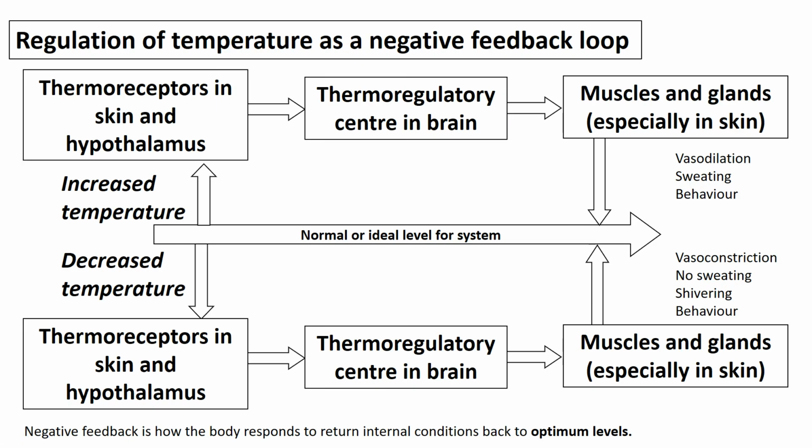With decreased temperature, it's exactly the same way of detecting it. So thermoreceptors in the skin and those in the hypothalamus will detect the change, the decrease in temperature. The thermoregulatory center, again in the hypothalamus in the brain, will respond to that and coordinate the muscles and glands, especially those in the skin, to bring your temperature back up. So by mechanisms such as vasoconstriction, the sweat glands will close, shivering, and certain behaviors. So this all helps to regulate temperature for humans at 37 degrees. But mammals and birds all use this mechanism and they have different optimum body temperatures depending on the species.